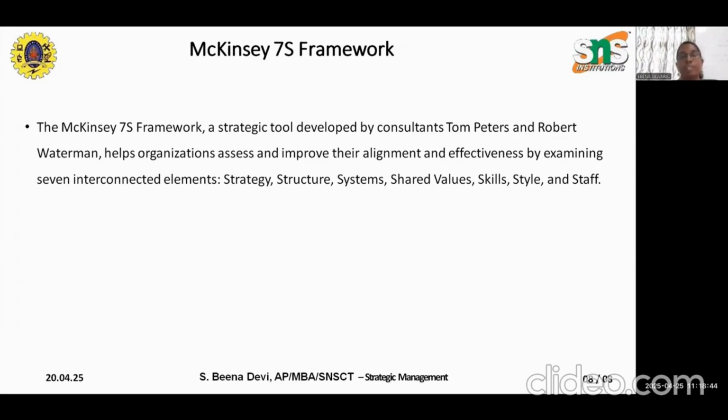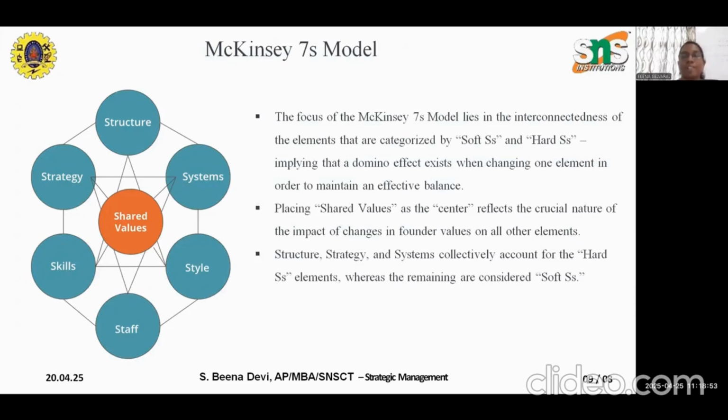The first and foremost will be the strategy. The second will be the structure, then systems, shared values, skills, staff, and style. Here we are going to differentiate these seven elements into two different categories. One will be the soft, and the other will be the hard. The focus is on the interconnections of the elements, where shared value as the center reflects the crucial nature of the impact of changes on the values of the other elements.